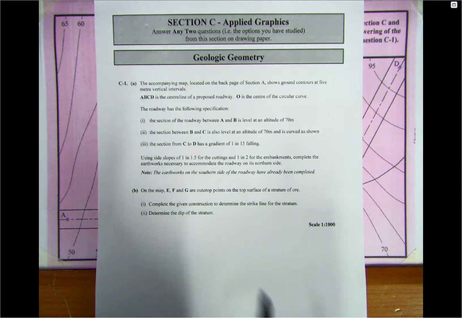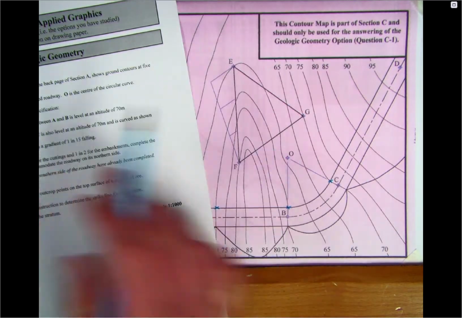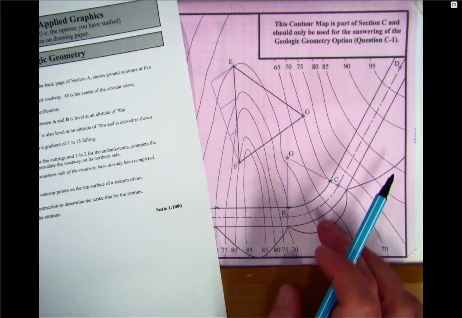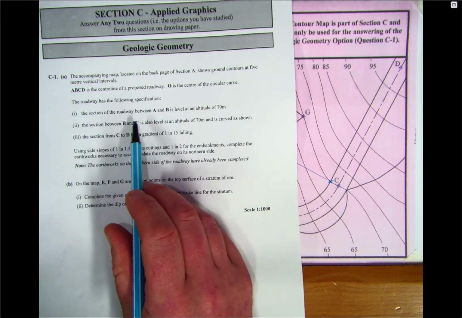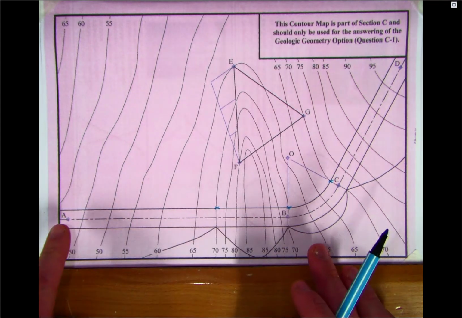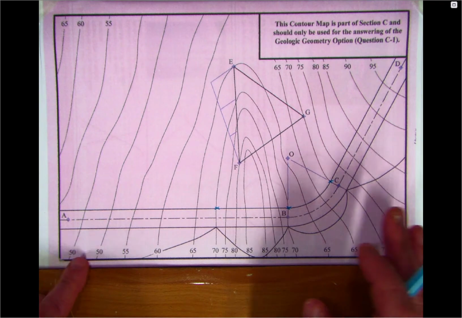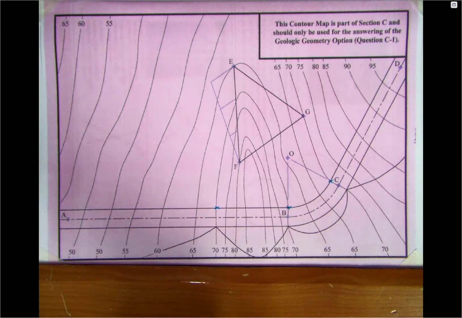So what we're told is ABCD is the centre line of the roadway and OC is the circular curve. So I picked this one because we want to get some bit of a circular curve in it, which is typical of these questions. So the section of the roadway AB is level at an altitude of 70. Now, for today, we're going to take that it's all level, right? So as a start off question, we're going to take that all this is level. We're not going to worry about rising roads.